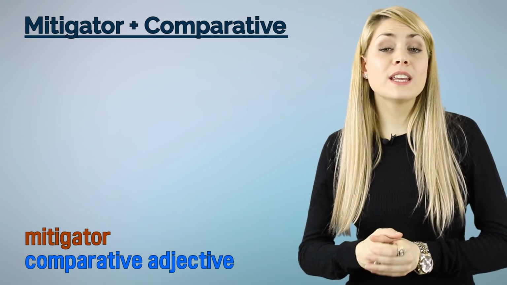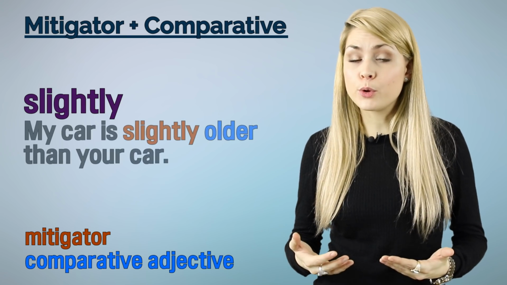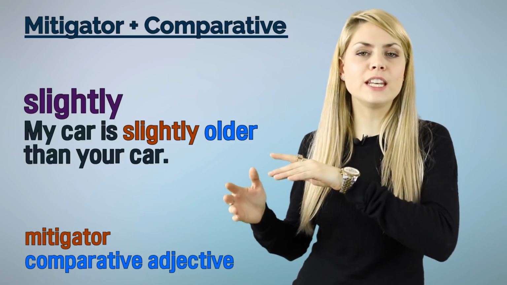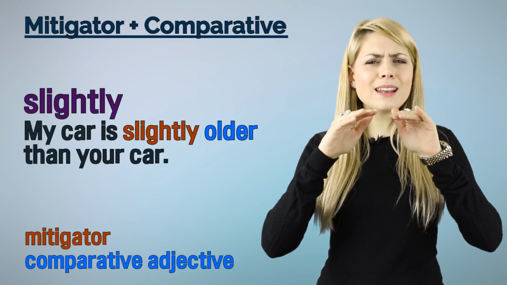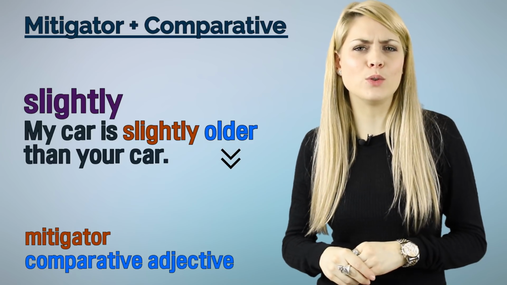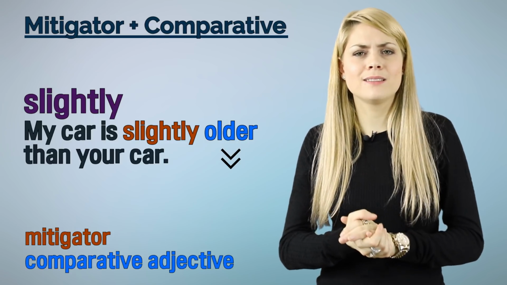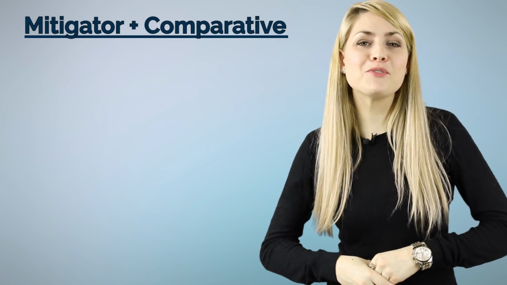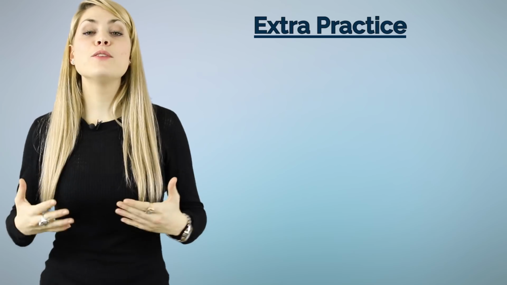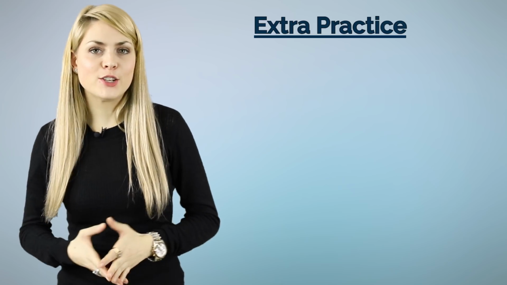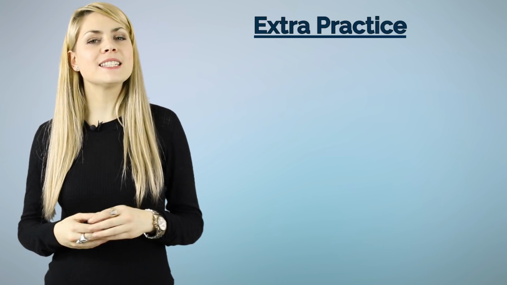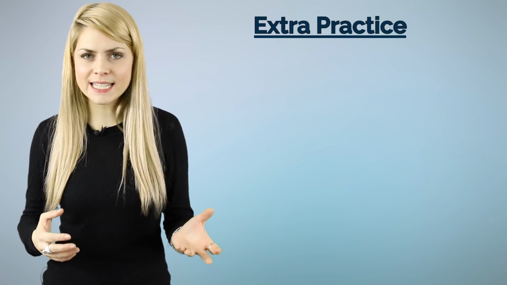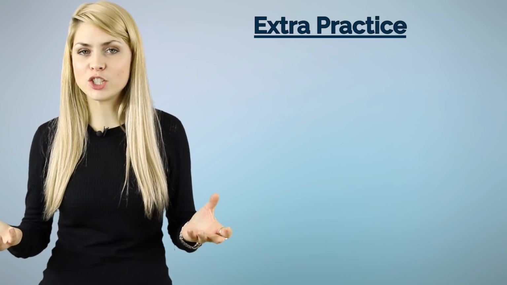And finally, we can say slightly. For example, my car is slightly older than your car. So it's just a little bit older than your car. It's weak because of this mitigator. Let's now move on to practice. I want things to be very clear. So I have a few example sentences for you guys, and I want you to tell me if you see an intensifier or a mitigator.